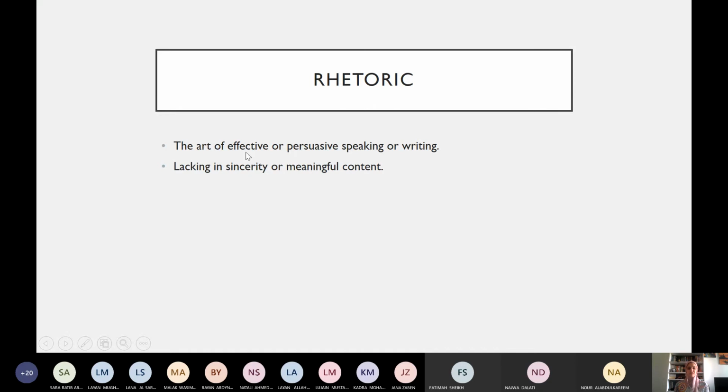Rhetoric is the art of effective or persuasive speaking or writing. And at the same time, it means lacking in sincerity or meaningful content. Which one is positive? Which one is negative, girls? The first one is positive and the second one is negative. So write a plus next to it, and write negative next to the second one, please, girls.